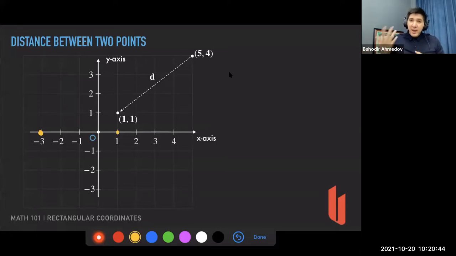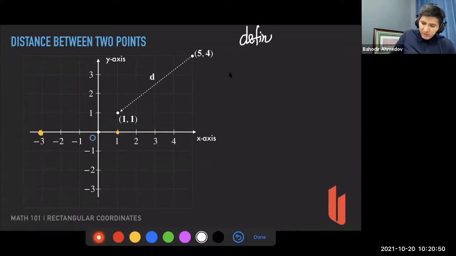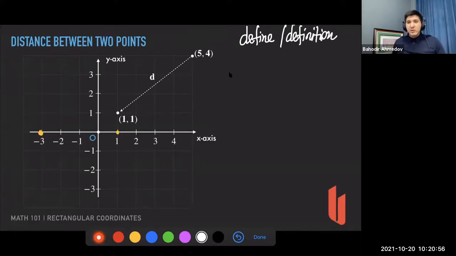Okay, so you can measure or you can define. I hope that you understand this word, define, or definition. Okay, so it is important for us to define the distance, and we can do this in many different ways.